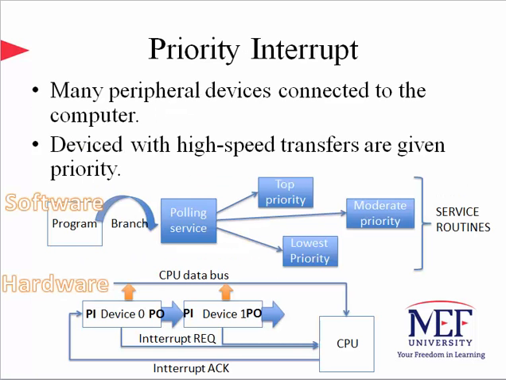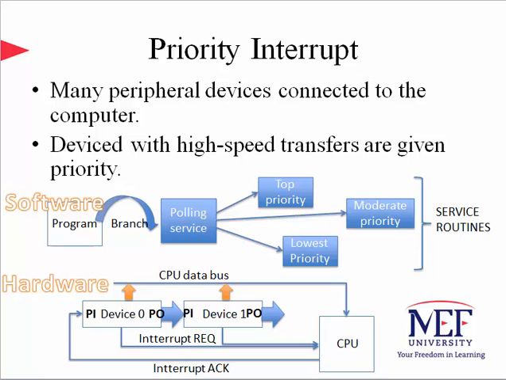There is always a possibility that several resources will request service simultaneously. In that case, the system must decide which device to service first. A priority interrupt mechanism establishes a priority routine among various interrupt sources. Devices with high-speed transfers are given precedence over the rest of the devices, for example. Hard drive data rates are higher than keyboard data rates, and therefore they are given priority when handling or processing interrupts.